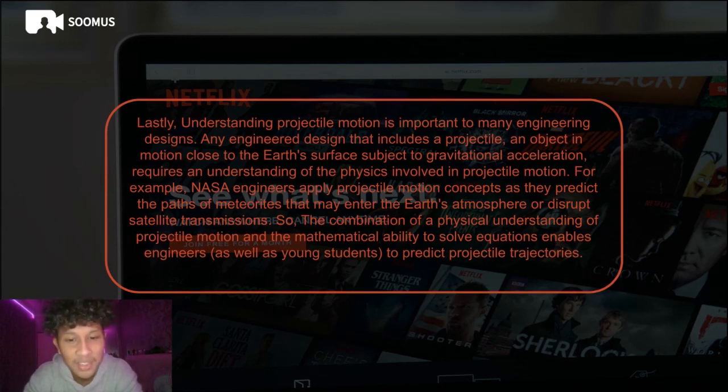So, the combination of a physical understanding of projectile motion and the mathematical ability to solve equations enables engineers to predict projectile trajectories.